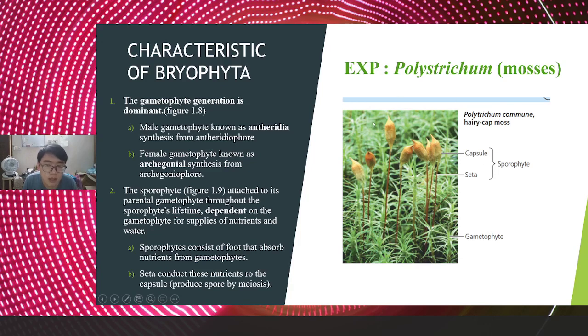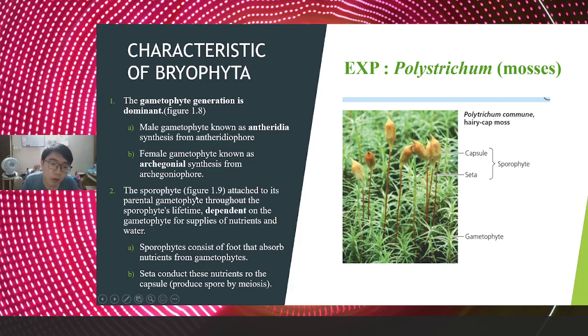Gametophyte generation is dominant. Okay, and then this one is the male gametophyte. For this plant, the male gametophyte is called Antheridia, and the female is called Archegonia. This antheridia is the gametophyte's. This is special for bryophyta. It is not the same as flowering plants, where the male gametophyte is the pollen grain. Each plant in this phylum has antheridia, and the female has archegonia.